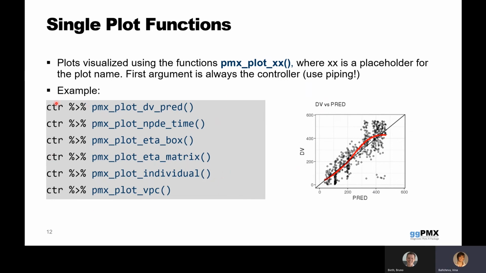You use the controller called ctr to call the single plot functions using the syntax pmx_plot_ followed by the name of the graph that you want to display. For example, here you have DV versus PRED, and this will produce the plot that you see on the right. These commands here, without additional arguments, will create plots with the default settings.